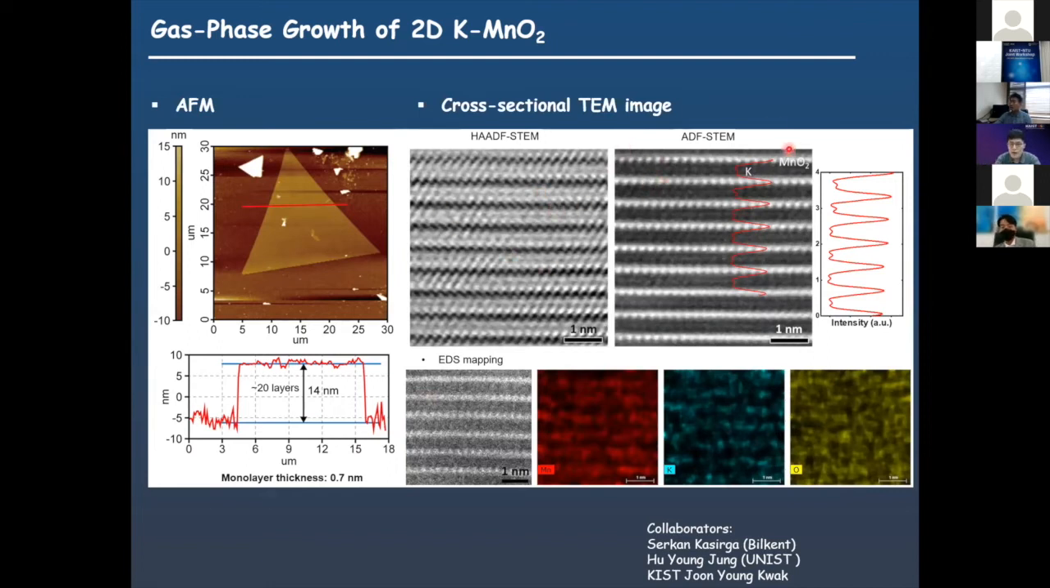If you look carefully, here is the manganese oxide layer, and in between there are potassium intercalated atoms like this. And then EDS mapping also tells us the potassium is there like this.